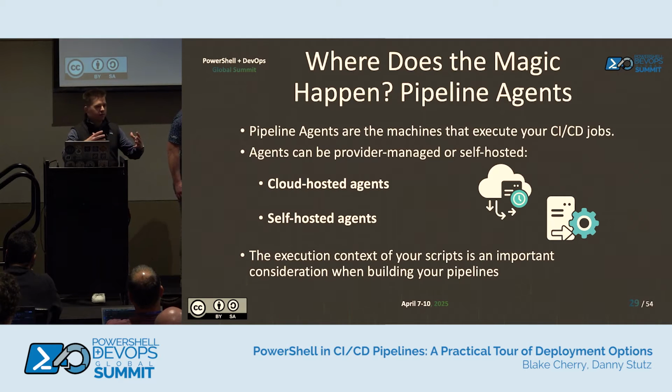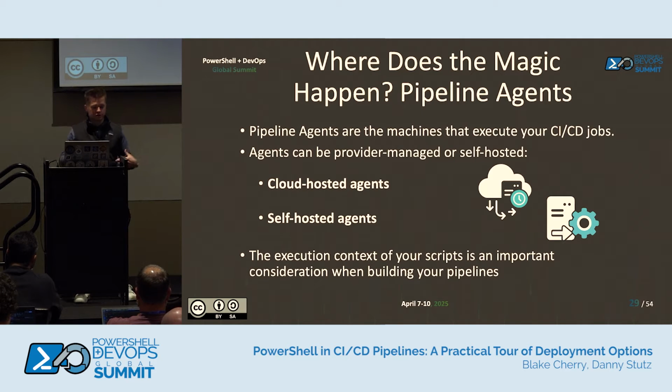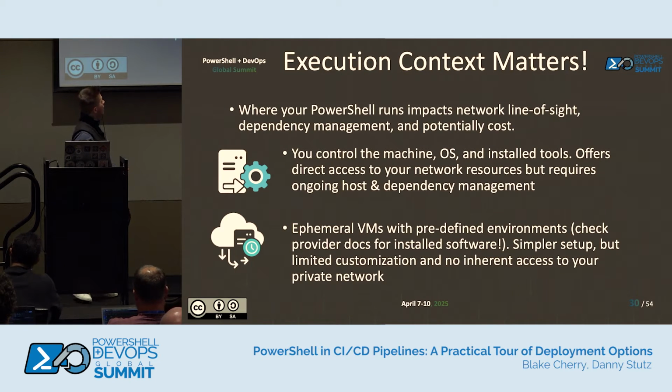you have the cloud provider spinning up a virtual machine for your pipeline to execute and then destroying that as that job finishes. Or alternatively, you can choose to run the code locally on an agent machine that you host yourself. This execution context is a very important consideration as you author and build your pipelines for a few reasons.